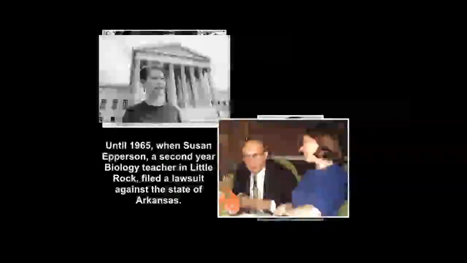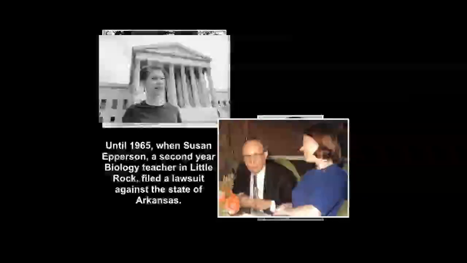Then I turned the picture over, and in soft pencil, Susan had written on the back, "This is a picture of me and John Scopes." And a chill went down my spine. John Scopes was in ill health, but he lived just long enough to see this pretty young teacher invalidate the very law under which he had been convicted.